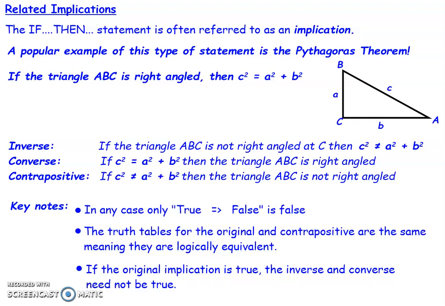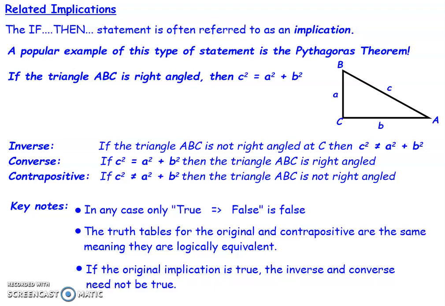Now there's three different ways that we can have it. We can have the inverse, the converse, or the contrapositive. So we can say, if the triangle ABC is not right-angled at C, then c squared does not equal a squared plus b squared. So we can change that round and look at it from the other side, so the inverse of it. We could look at the converse, so just rearranging the statement. So if c squared equals a squared plus b squared, then the triangle ABC is right-angled.